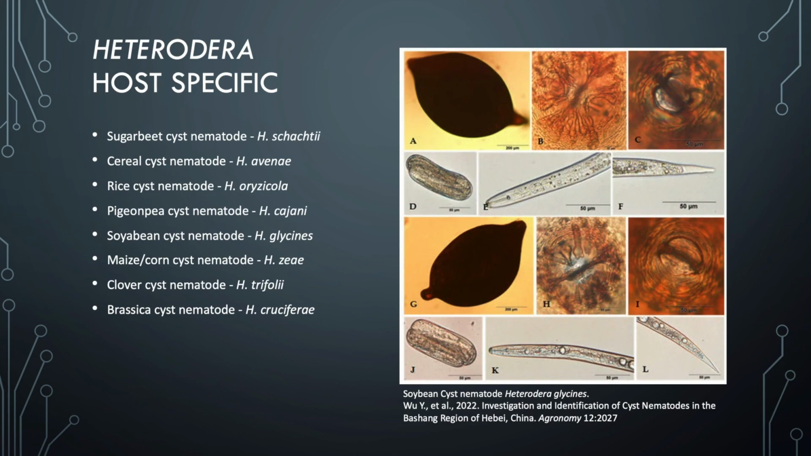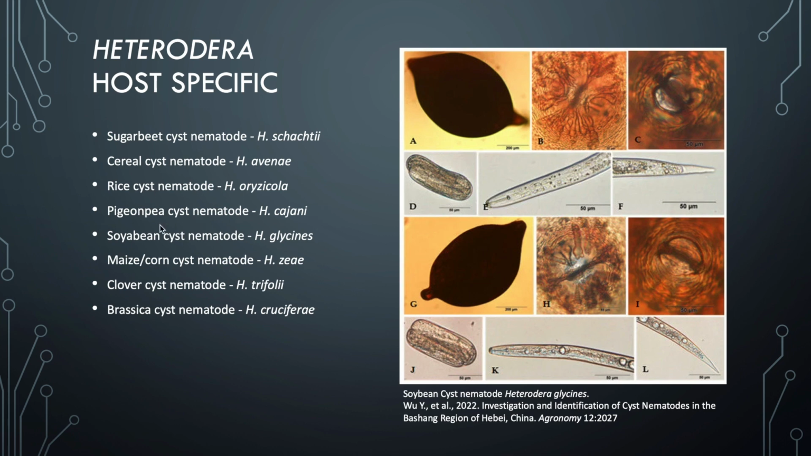So the Heterodera genus displays some plant family specificity and sometimes plant species specificity. There are different Heterodera species that affect different plants. For example, there's the sugar beet cyst nematode, that is a specific species, and the cereal cyst nematode, which affects many different cereals. And this is the one we'll be talking about. That's Heterodera avenae. There's the rice cyst nematode, a Heterodera that is specific to rice varieties.